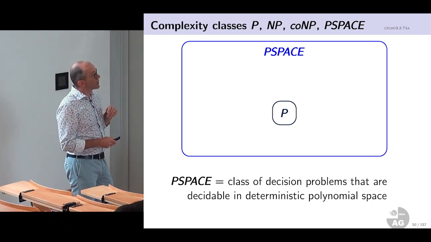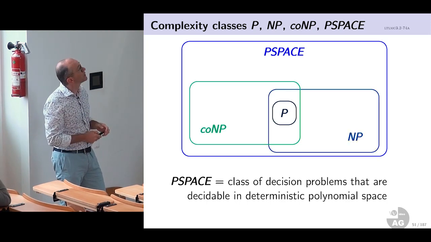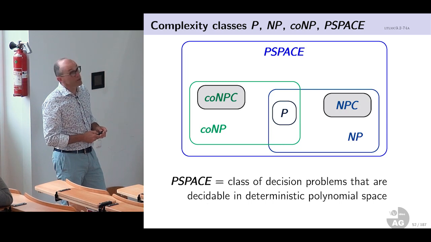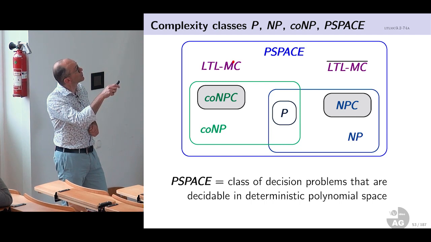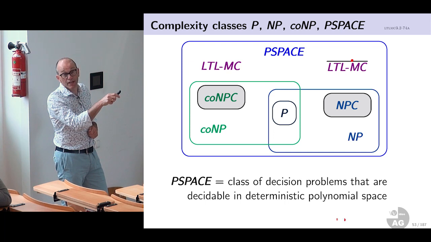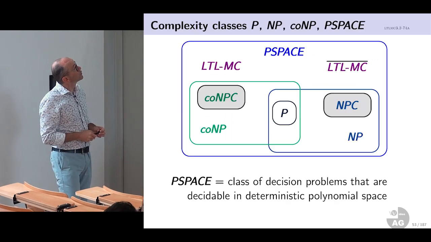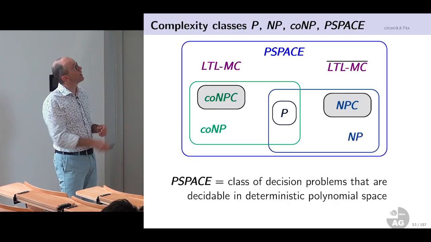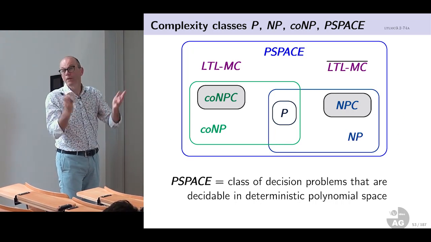So again, PSPACE is the class of decision problems decidable in deterministic polynomial space. P is included there. Here is co-NP and NP, the things that we just have seen before. Here are the co-NP complete problems and the NP complete problems. Here was the LTL model checking problem that was co-NP hard, right? And this was NP hard. Yeah, so that lies over there. And what we're going to show is that LTL model checking is actually PSPACE complete. So it is as hard as any problem in this PSPACE complexity class.